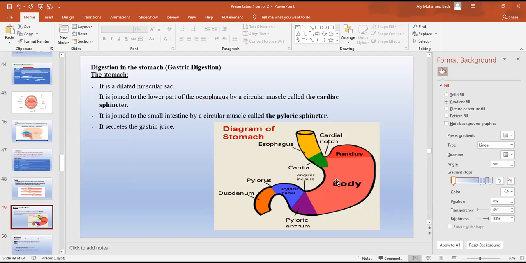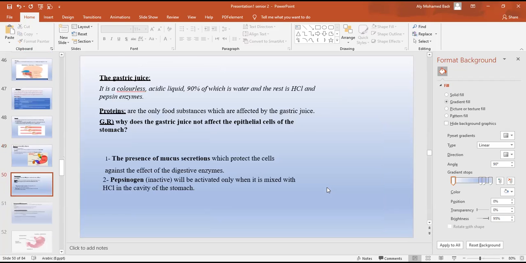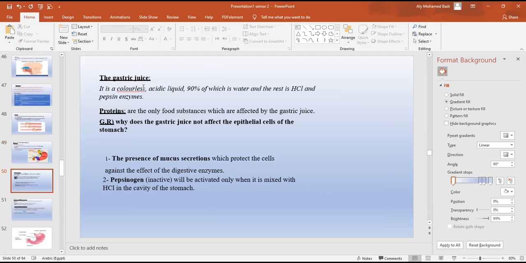Inside our stomach, the food enters an acidic medium, where there is gastric juice. The gastric juice is formed of HCl and an enzyme which is secreted in inactive form, called pepsinogen. The HCl converts this pepsinogen into pepsin. The gastric juice is a colorless acidic liquid formed of 90% water, HCl and pepsin enzyme.